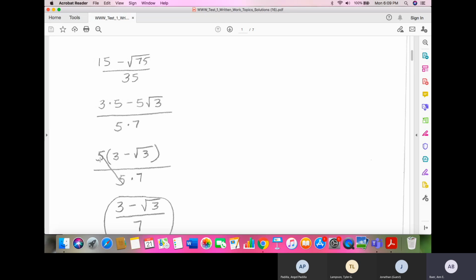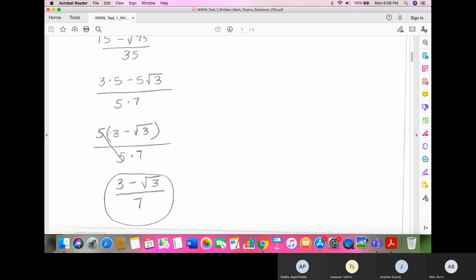You can go backwards. 5 times 3 is 15. And 5 times negative square root of 3 is negative 5 square root of 3. You can go backwards to check. It's really a good thing to do.